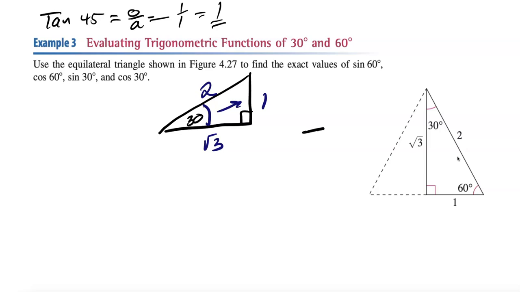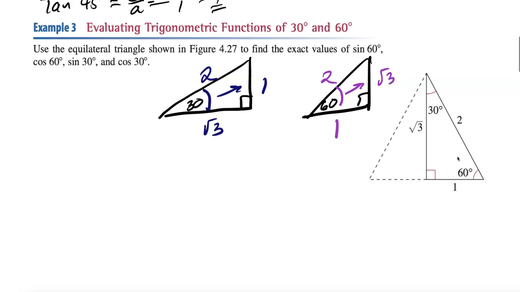Then I make myself a 60 triangle also. So there's 60. 60 is the big side, so it gets the radical 3. Hypotenuse is always 2, and that makes the side a 1. So that's the way my brain works. I treat it like two separate triangles. And what do they want us to find? They want us to find sine of 60, cosine of 60, sine of 30, and cosine of 30.